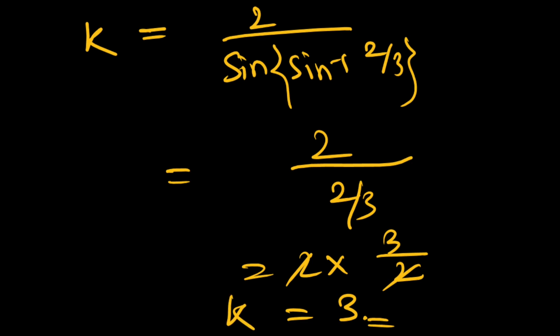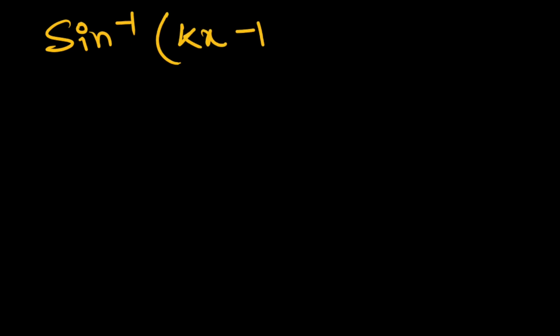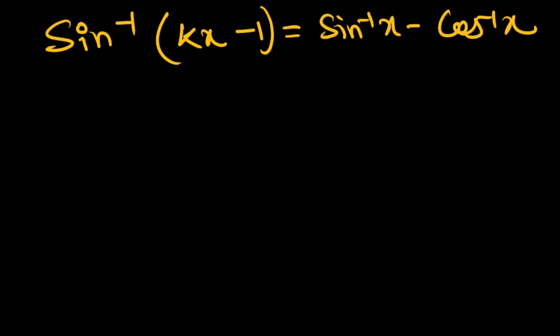Now the question asks the number of solutions of this equation. So we put the value of k here, then we find the value of x. So sine inverse of (ax minus 1) is equal to sine inverse x minus cos inverse x. So put k is equal to 3 here.